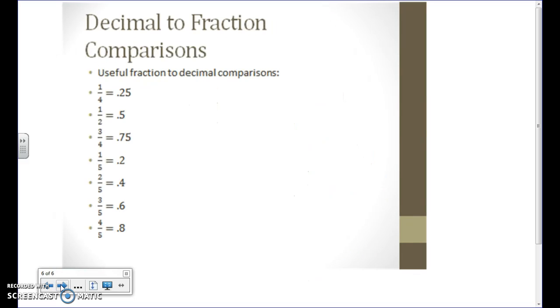Last thing I want to say is sometimes in your Study Island you might see some decimals instead of fractions. These would be a good reminder to you of some of the most common decimals that we talk about. 1/4 is the same as 0.25. 1/2 is 0.5. 3/4 is 0.75. And then fifths move up by 2/10 each time. So 1/5 would be 2/10, 2/5, 4, 6, 8, and so on. So if you see those decimals, it's very similar to what we were working on before.